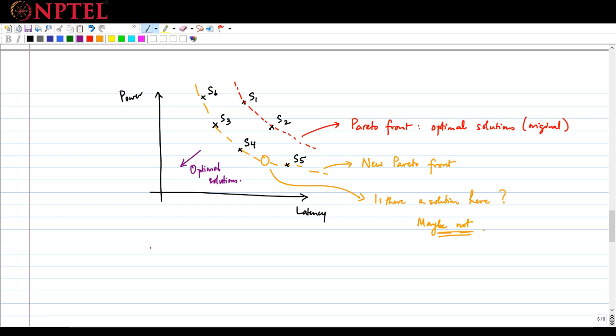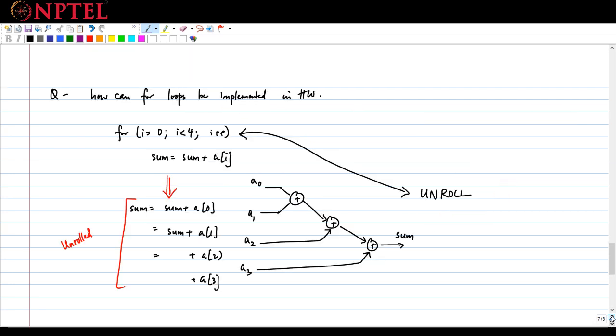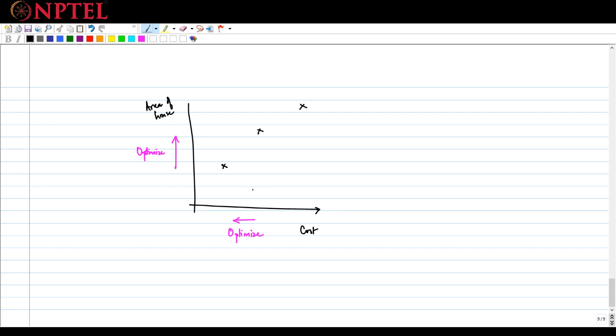But let's say that I was trying to build another solution where I have area of house and cost. Now cost should be optimized in this direction. Area should be optimized in the vertical direction, upwards. Which means that my Pareto front will look something like this. I'll have one solution here, one solution here, one solution here.